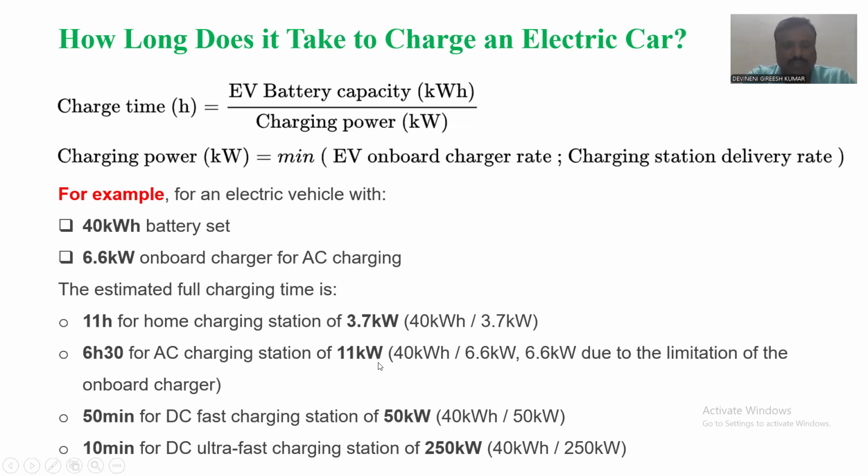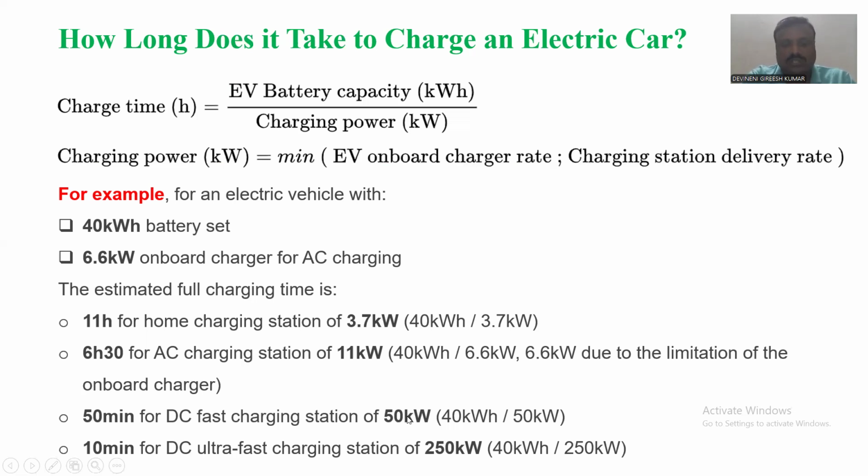If I use an 11 kilowatt charging station, and you compare, the onboard charger rate is 6.6 and the charging station delivery rate is 11 kilowatts. Whichever is minimum here, the minimum is the onboard charger. Even though the delivery rate of the charging station is higher than the onboard charger, the charger will not accept that much power. It accepts only a maximum of 6.6 kilowatt. So we take the minimum of these two parameters. It will now be 40 kilowatt hour by 6.6, and that will take 6.3 hours to charge.